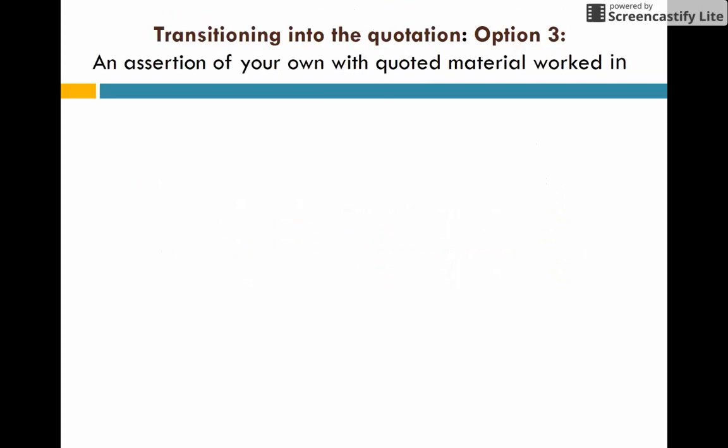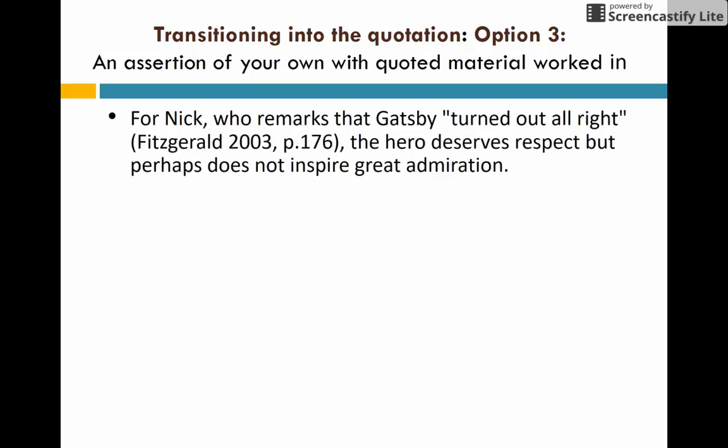Your third option for transitioning into your quotation is to make an assertion of your own, but work the quoted material into what you're saying and into your analysis. So, for Nick, who remarks that Gatsby "turned out all right," the hero deserves respect but perhaps does not inspire great admiration. So, we can read this student's discussion or argument, but they have used the quoted material to get their point across.